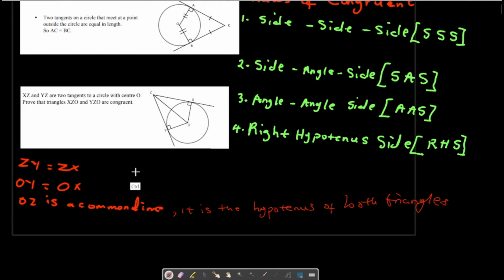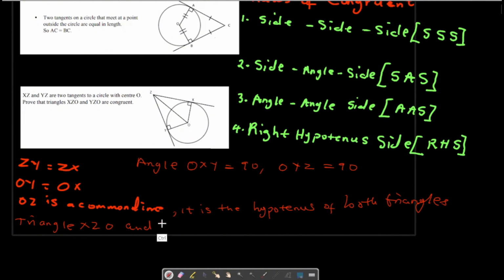Then another proof we have is that the angles, let me write that one here, angle OXY is 90 degrees, and angle OYZ is 90 degrees as well. So with all these things, we can now say that, this is our final answer, triangle XZO and triangle YZO are congruent. Okay, so this is our proof for this triangle.